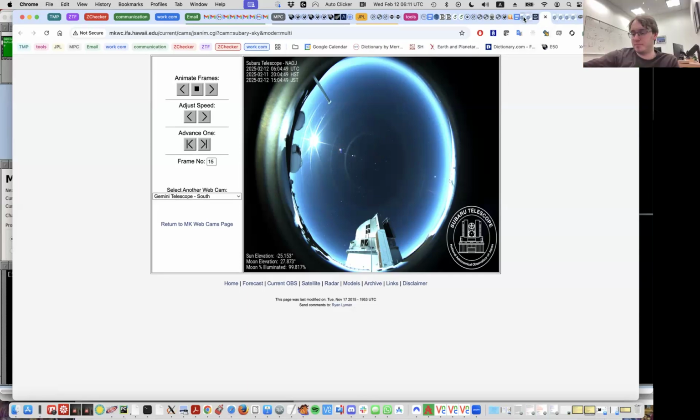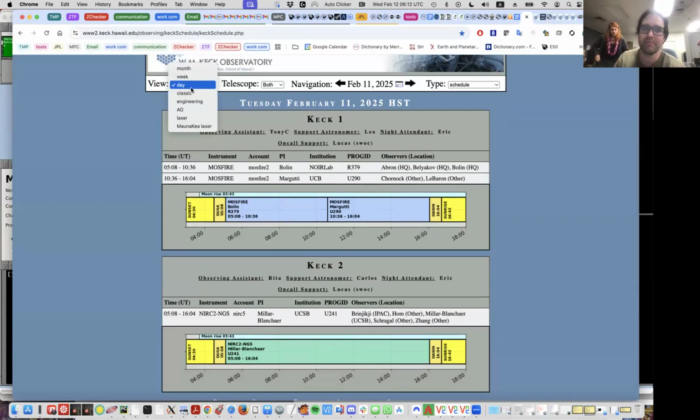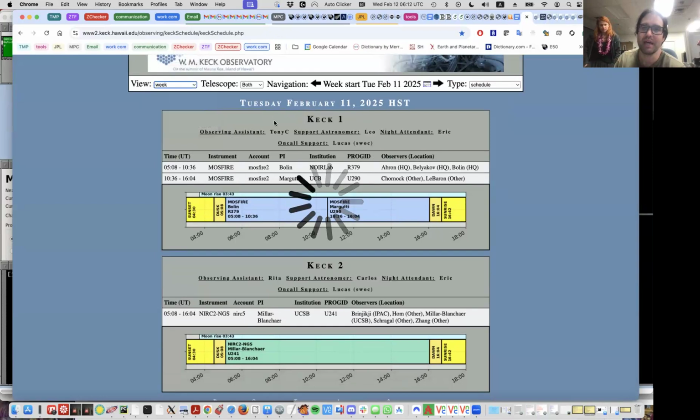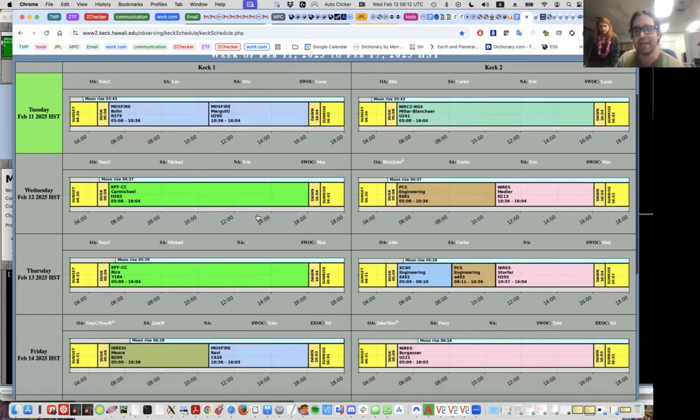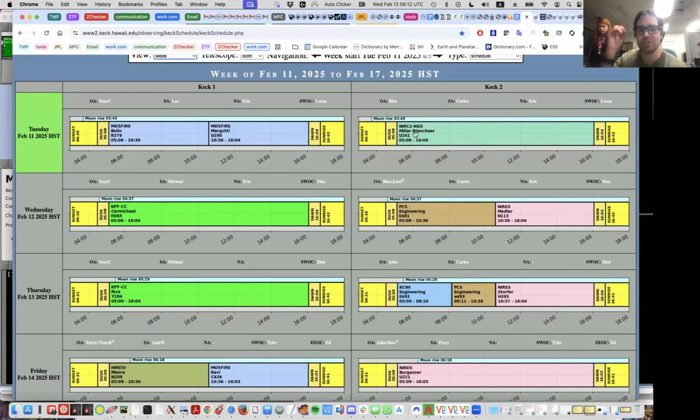Yeah. So we're looking at the weekly setup. We're still taking data, right, Matthew? Yep. So this is the weekly setup. Right now it's bright time, so they tend to like to use infrared instruments. This is Keck I, and the right side is Keck II. Right now we have MOSFIRE tonight, an infrared spectrograph. And on Keck II, they have NIRC2, which is a high resolution infrared camera that uses adaptive optics to take images of the sky at better resolutions than Hubble, even better than James Webb at the shorter wavelengths.